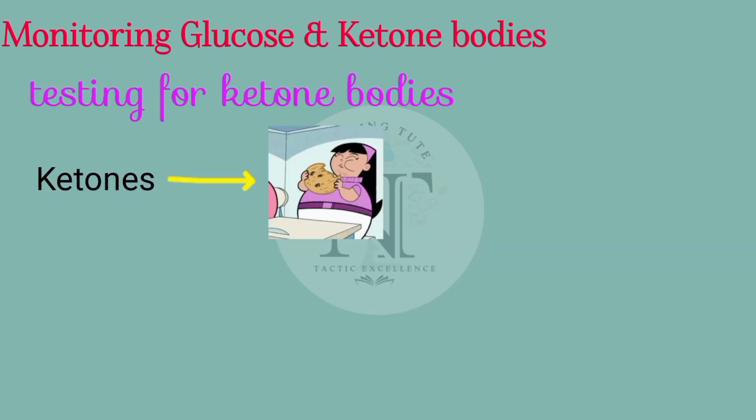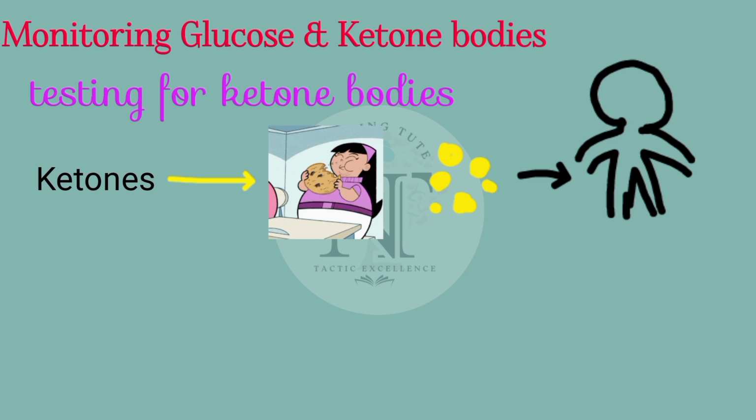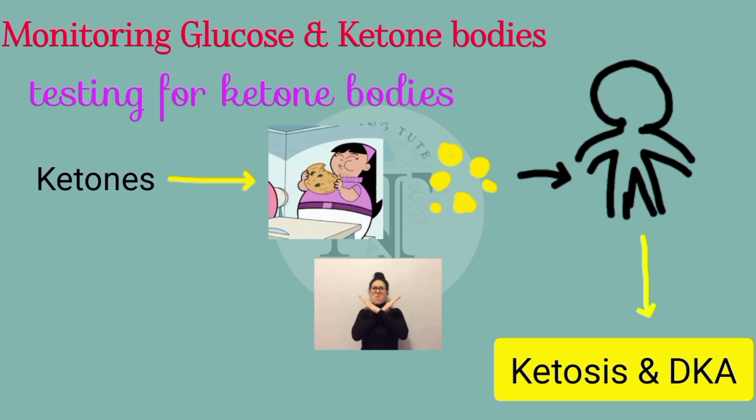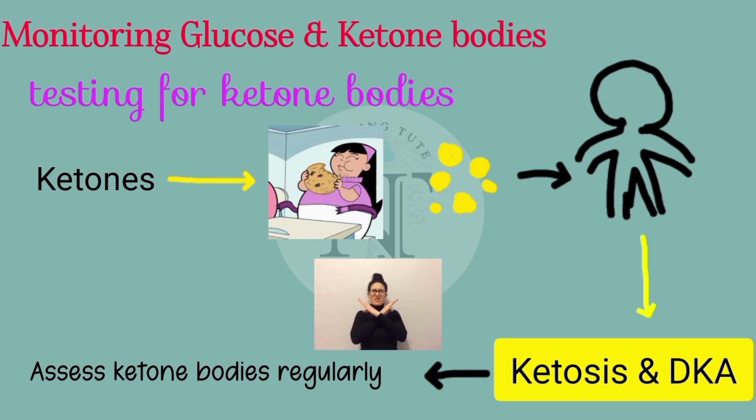Ketones are the byproducts of fat breakdown and they accumulate in our blood and urine, which may lead to ketosis and diabetic ketoacidosis. In order to prevent diabetic ketoacidosis in patients with type 1 diabetes mellitus, we have to regularly assess the ketone bodies in the patient's blood and urine.